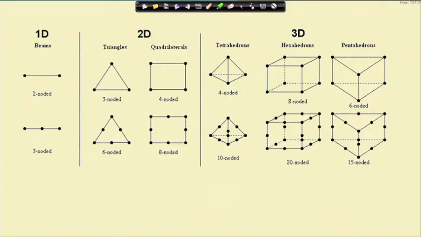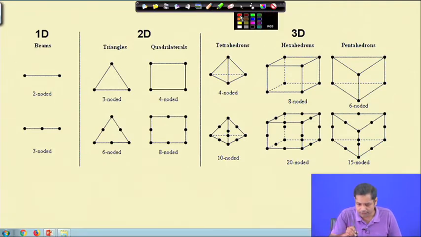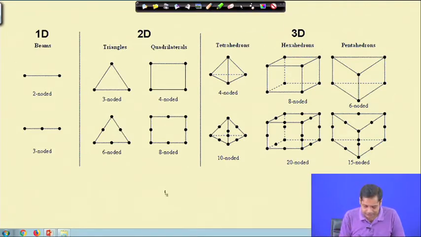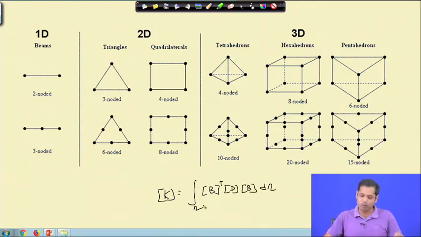Now, if you recall the shape function, an important thing is that the stiffness matrix is obtained by B transpose D B. We also named what an isoparametric element is.